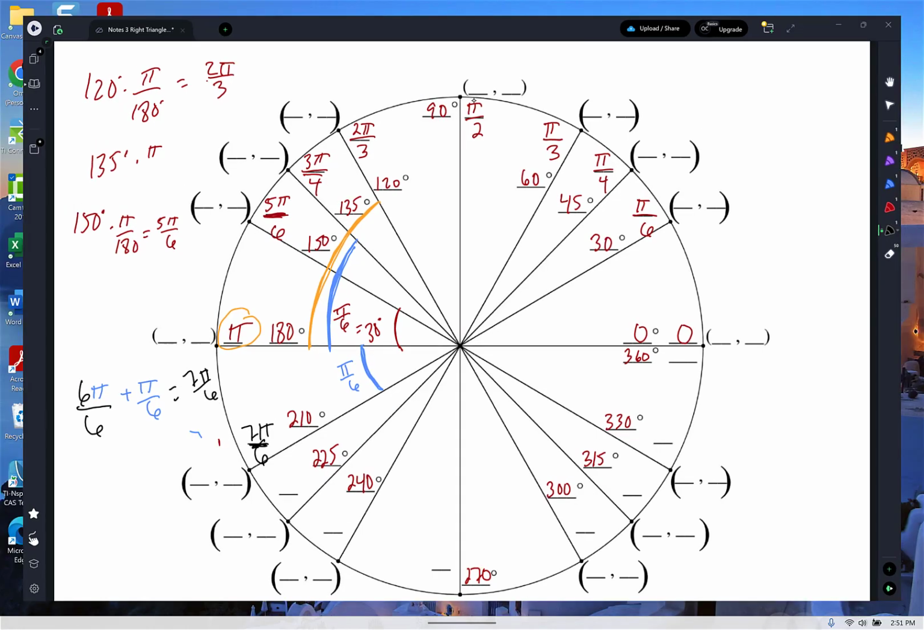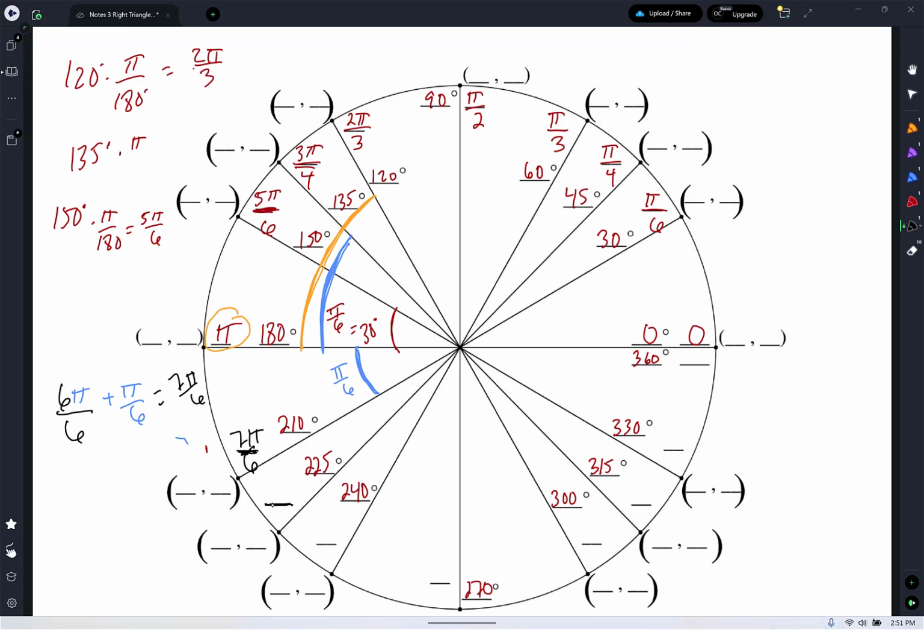Do you know what the next one is? Keep the denominator the same. That's a 4. What do you think my numerator is? Pi plus pi over 4. What am I going to do with this pi? I need a common denominator, so I'm just going to write 4 over 4. 5 pi over 4. Let's see if you can see the pattern.